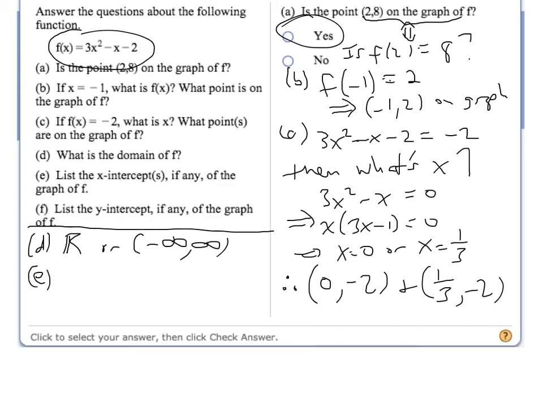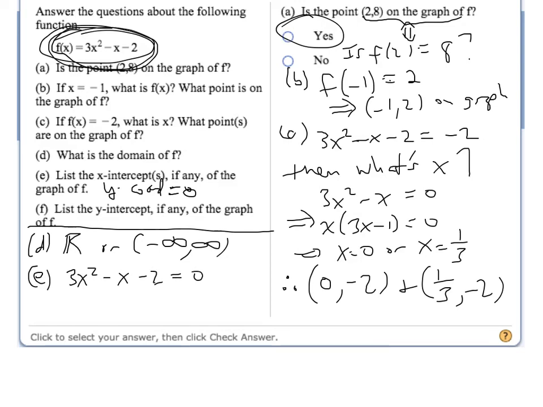X-intercept means that the y-coordinate is 0. So what this is asking is, when is the y-coordinate equal to 0? Well, this is a formula for the y-coordinate right there. And so the x-intercept is where the y-coordinate, which we have a formula for, is equal to 0.